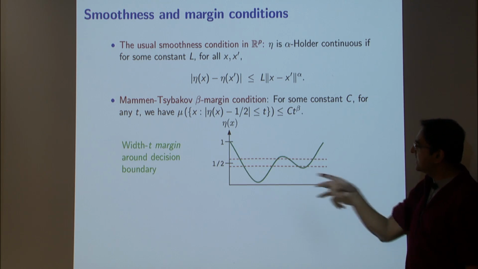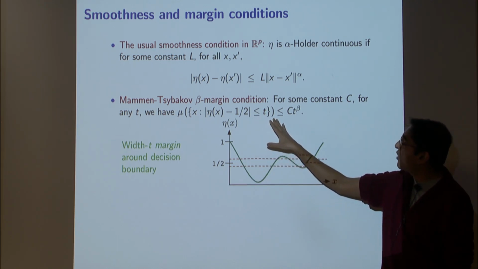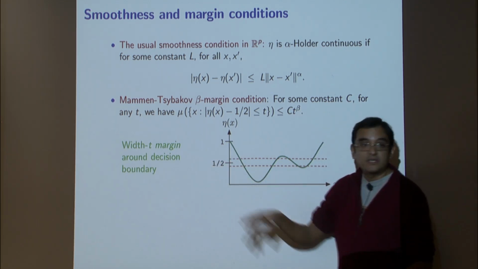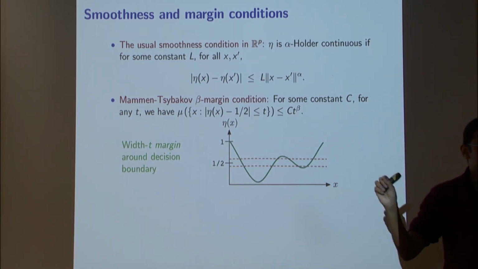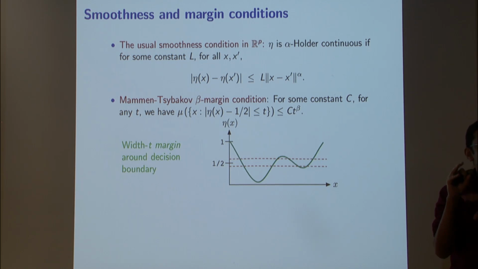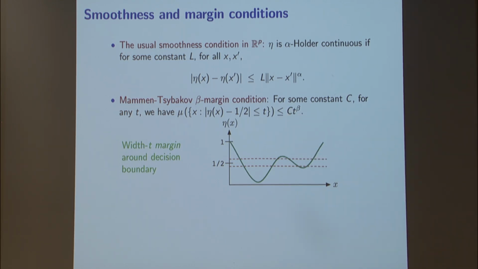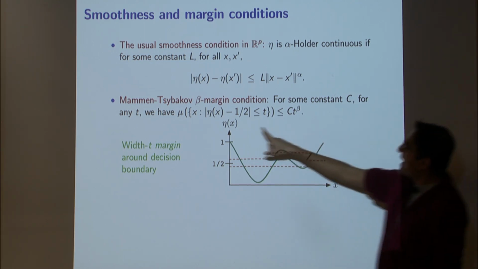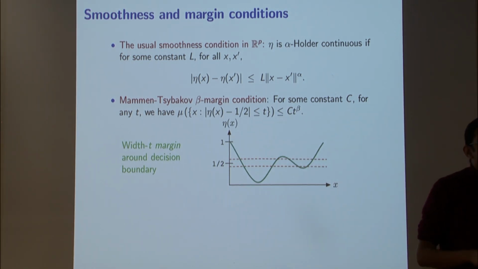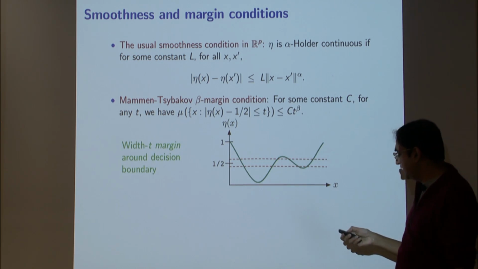Okay. And so let's look at the region where eta lies in the range half plus or minus t, and we'll simply insist that the probability mass of such points is not too much. We can think of it as a width t margin around the decision boundary. The decision boundary is basically the points for which eta is exactly a half, and you can think of the width t margin around the boundary as the points for which eta is in the range a half minus t to a half plus t. And we're going to hope that that's not too large. Is it for all x here? No, this is just the probability mass of x near the boundary. Overall, yeah, the overall probability mass is bounded. So this is the second assumption.